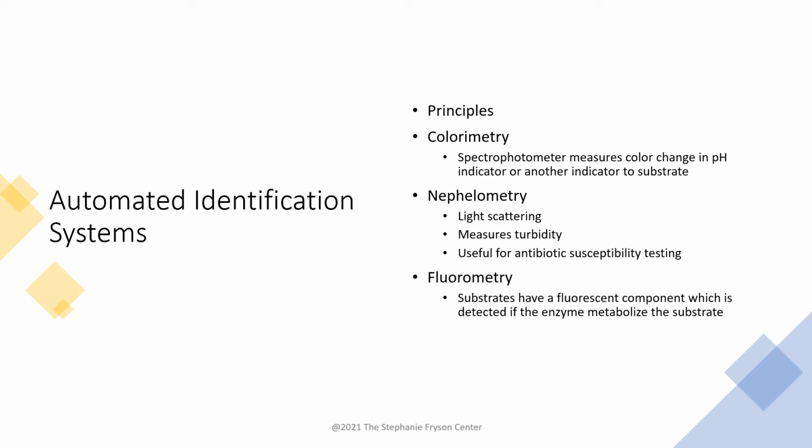With fluorometry, substrates have a fluorescent component that is used to detect an enzyme, and if the enzyme metabolizes the substrate, it gives a color change. Nephelometry is light scattering, and it measures turbidity, meaning how thick the liquid is. So if there's a lot of growth there, you won't be able to get a lot of light through the growth. But if there's not as much growth, then more light comes through.